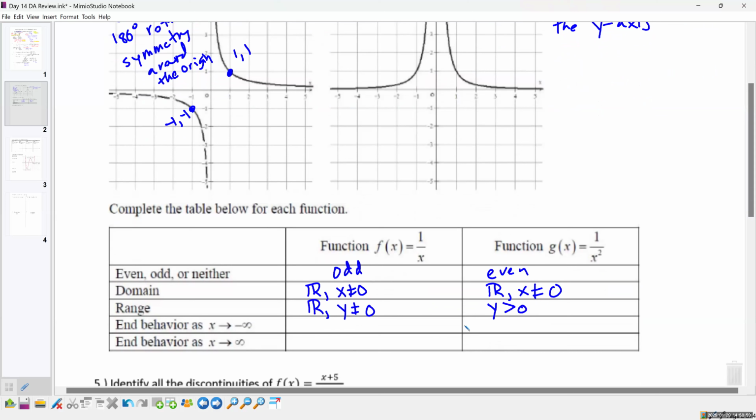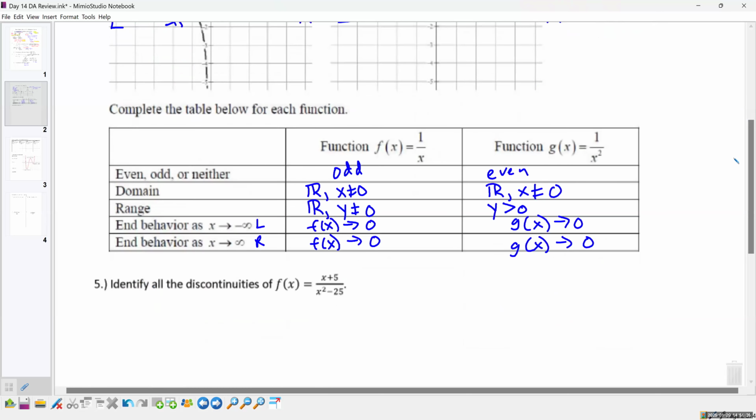The end behavior on both graphs, on both sides, goes to that horizontal asymptote of 0. The function goes to 0 on both sides for f of x, and g of x also goes to 0 on both the right and the left side. Remember, this is the right side, this is the left side. Both sides go to 0 on both graphs.